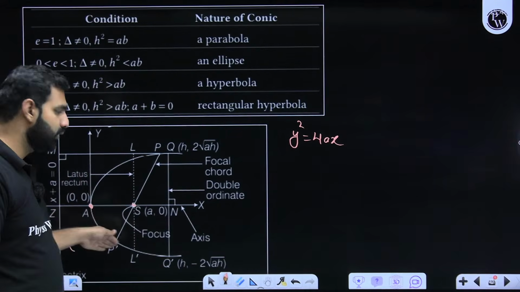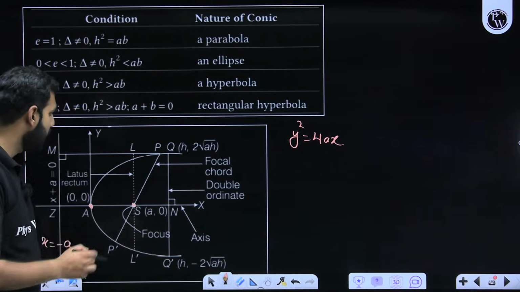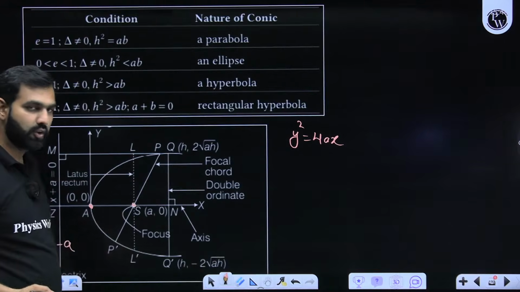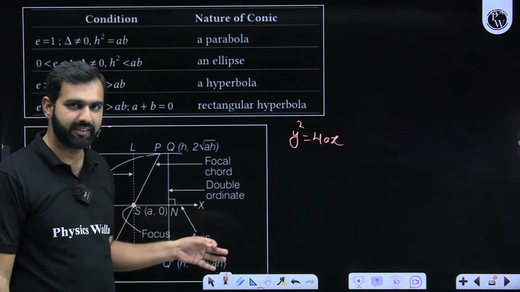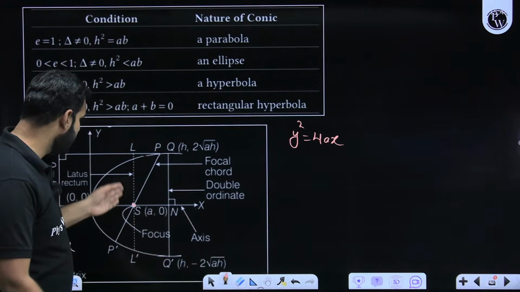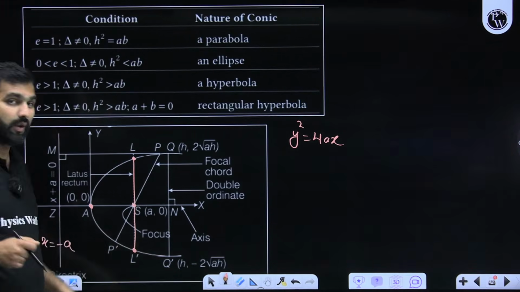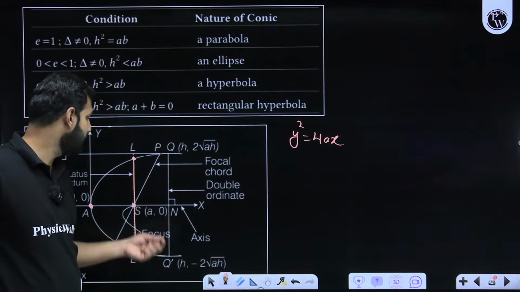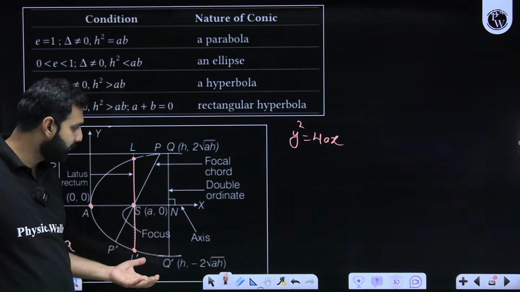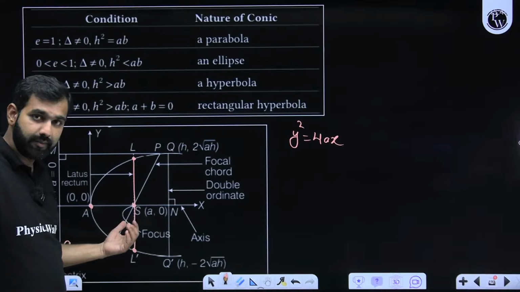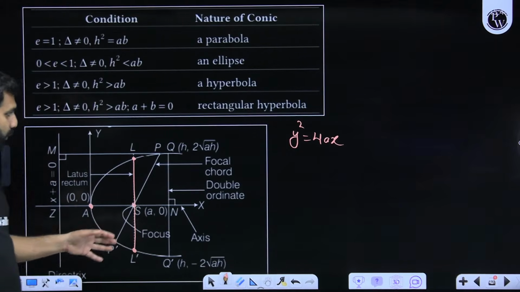And any line passing through the focus will be the focal chord. A double ordinate means a line perpendicular to the axis. But there will be a double ordinate which will be a focal chord as well. So a line which is perpendicular to the axis and passing through the focus will be called the latus rectum, and the length of the latus rectum, I hope you know.